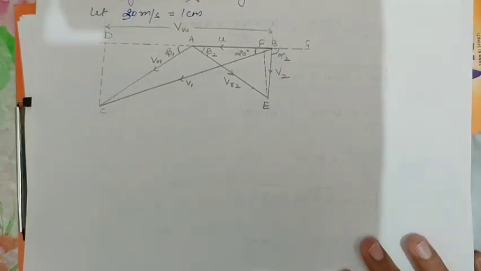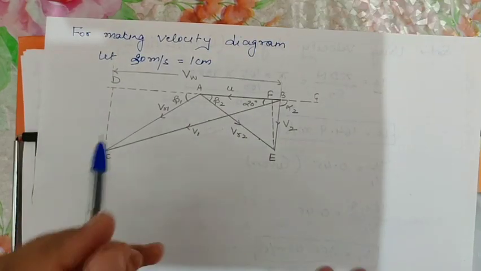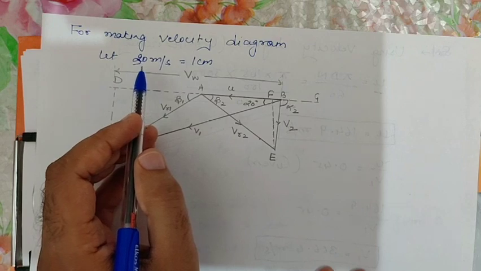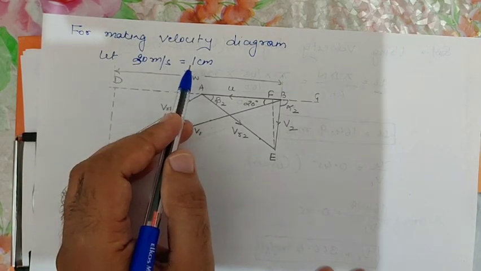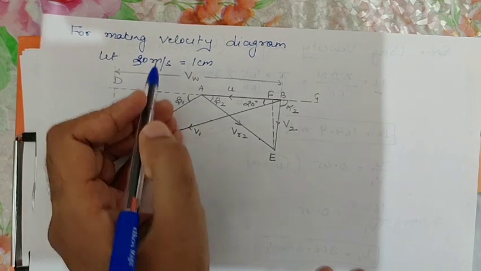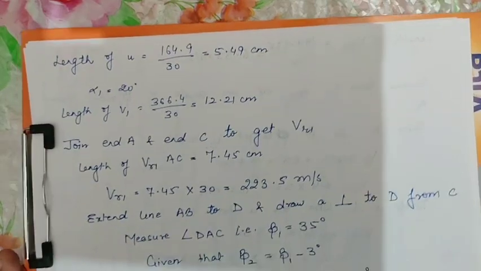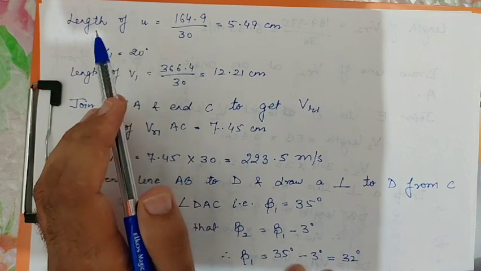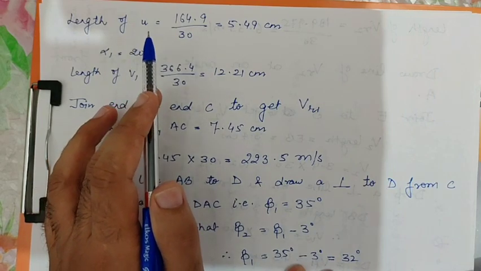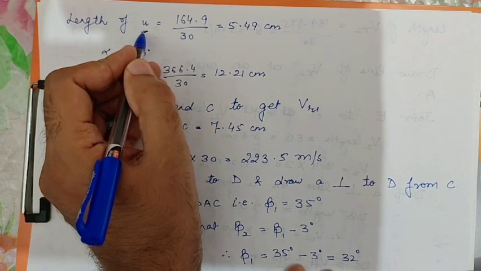So for drawing the velocity diagram, first of all, we have to take a convenient scale. So we take 30 meter per second equals 1 centimeter. Now first of all, we have to find out the length of U, because U is a component of the velocity diagram.